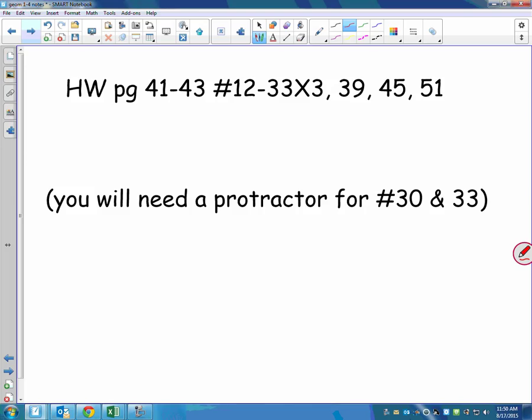This is homework 1-4. You are going to do numbers 12 through 33, every third problem. 30 and 33, you do need a protractor. So if you want to start with those, you can. It might be out of your comfort zone to do your homework out of order, but you do need a protractor for 30 and 33. So my advice is use your 9 minutes that you have left to make sure you at least get those two done.